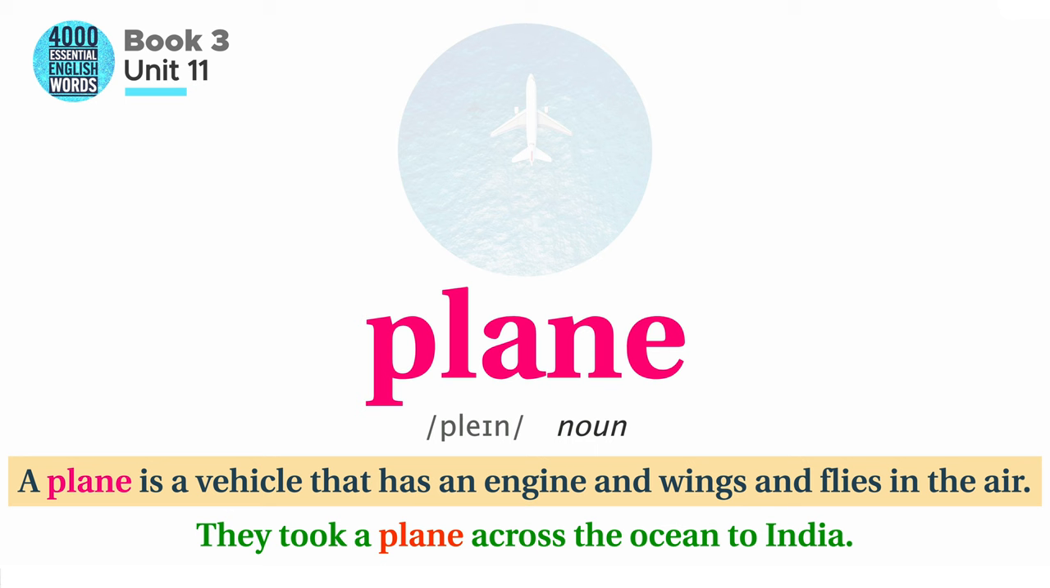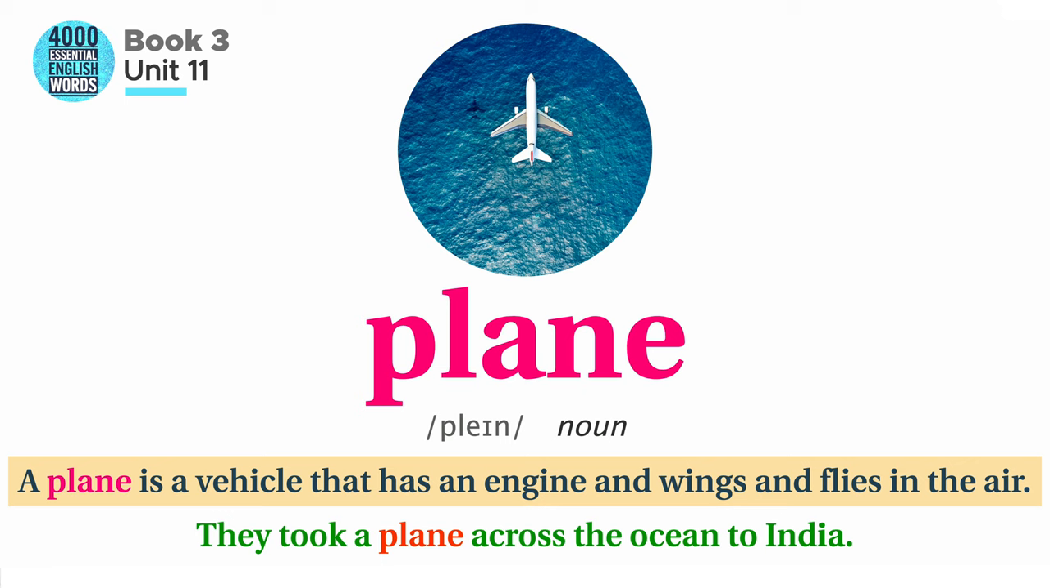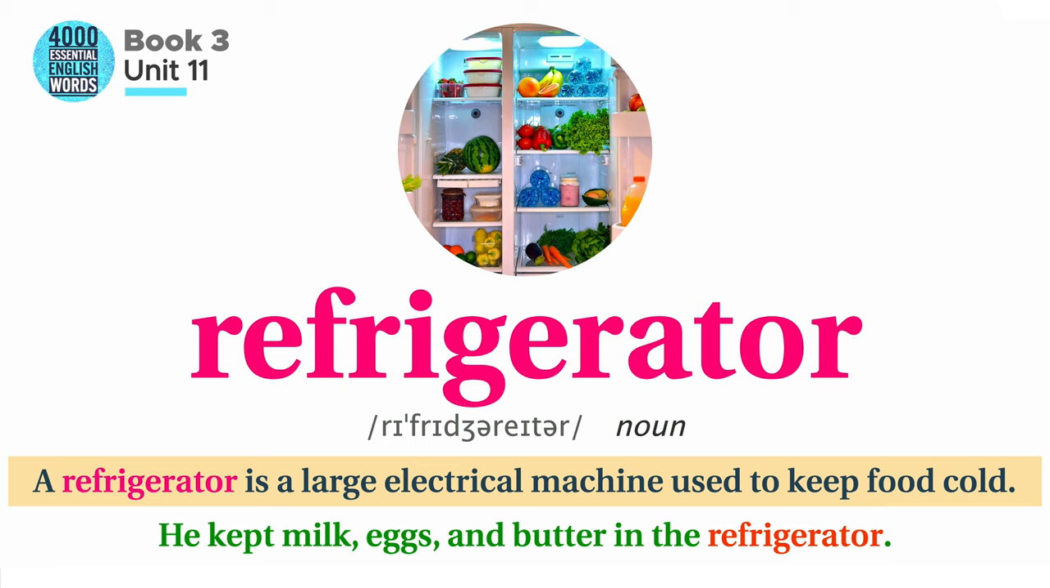Plane. A plane is a vehicle that has an engine and wings and flies in the air. They took a plane across the ocean to India. Refrigerator. A refrigerator is a large electrical machine used to keep food cold. He kept milk, eggs, and butter in the refrigerator.